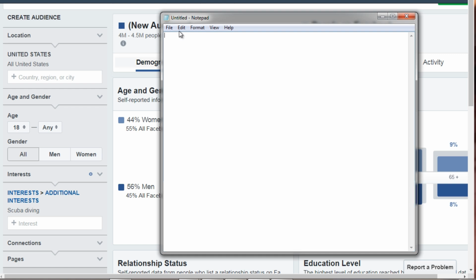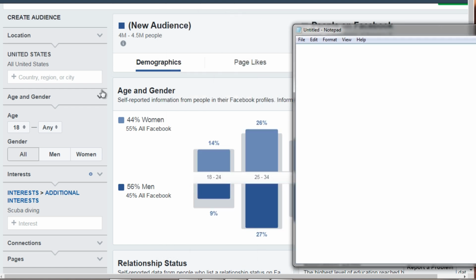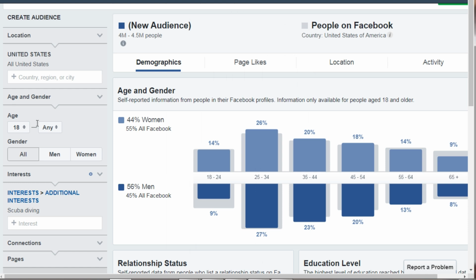If we take a look here, remember I started with any age and any gender, but we can see 55% women on Facebook and 45% men on Facebook. But in general, it seems like the most is men. It does seem like it's 50-50, so we're just going to stick with both.